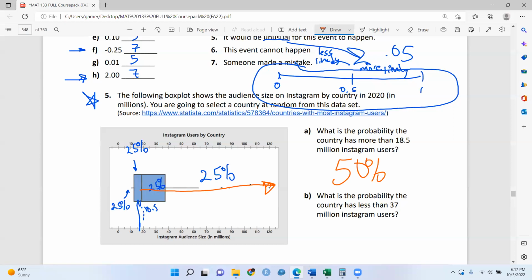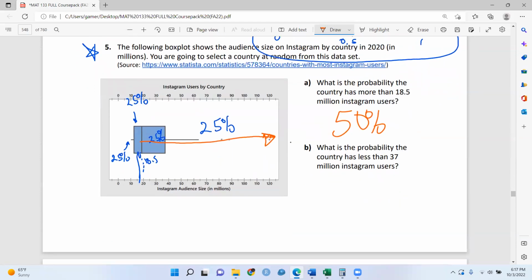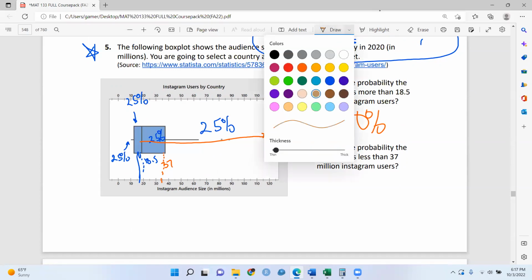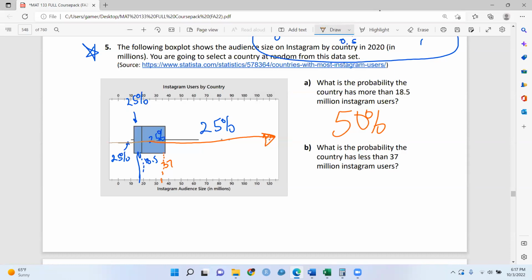Now, these are disjoint questions because there's no overlap between what you're being asked about. So they could have the same answer and be fine. Less than 37, let's see, where do we see 37? Here. That feels like 37-ish, right? Less than, it's going to go this way. What do y'all think about that one? 75%. Good. So they were not the same answer, but that's fine.